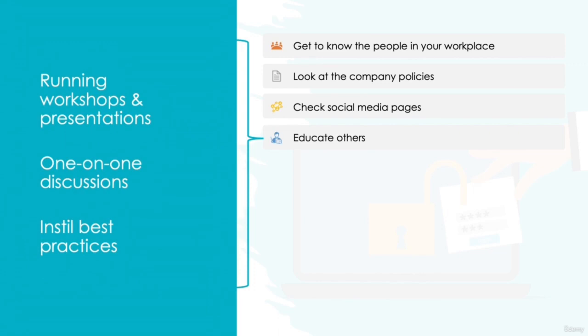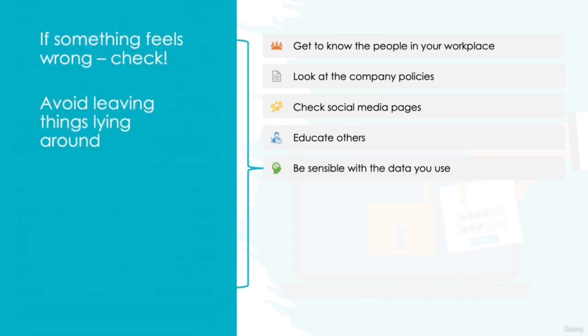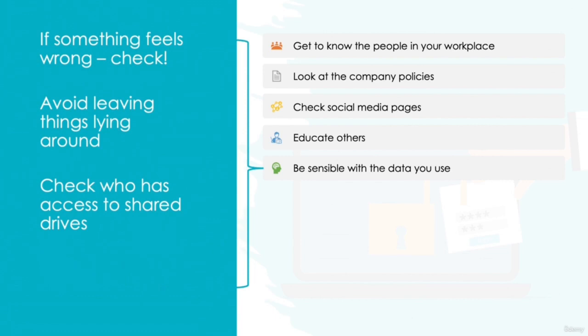Be sensible with the data you use and where you store it. It's important that you are always assessing the way that you are accessing and storing data in your role. Be sensible with how you're handling company information, and if something feels wrong, check before you proceed. Try to avoid leaving external devices lying around on your desk, check who has access to company drives before sharing data there, and be careful with the information you provide to external sources.